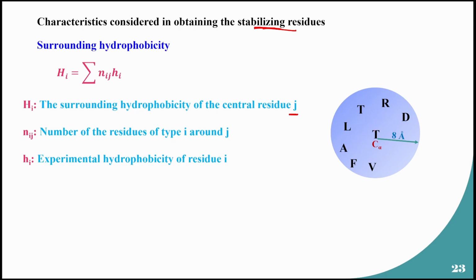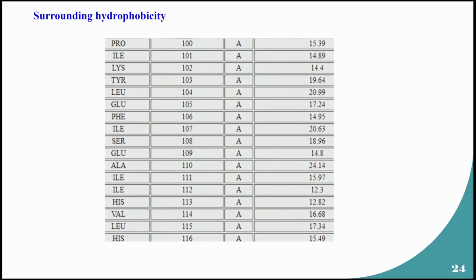So, for example, if it is threonine that you are calculating the surrounding hydrophobicity for, it will be the number of different residues surrounding it. And let's say you are taking a particular cutoff of 8 angstrom in this case. So whichever residues come within the range, we calculate it only for those, right? And if you have an experimental hydrophobicity value of the residue I, then you can plug it directly into this formula, and that will give you the surrounding hydrophobicity. Okay. Here, for example, you have values from the literature, which Professor Kumi has also mentioned in his lectures.